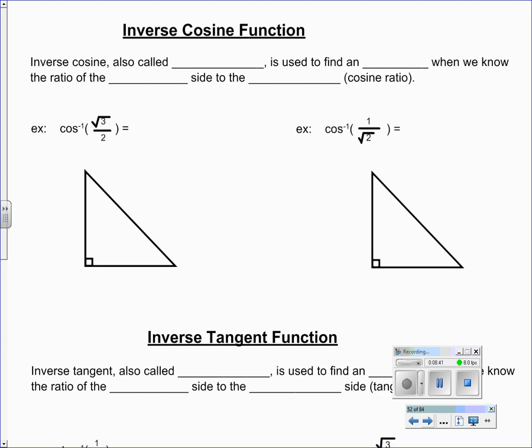So just like inverse sine, we also have an inverse for the cosine function, and that's called arc cosine. Inverse cosine or arc cosine, they're both the same. And we use this again to find an angle. We always use inverse trig to find angles when we know the ratio of the adjacent side to the hypotenuse. So we know the cosine ratio this time.